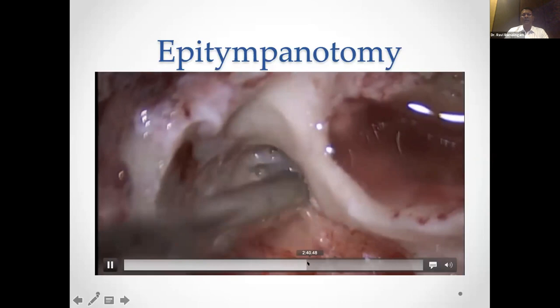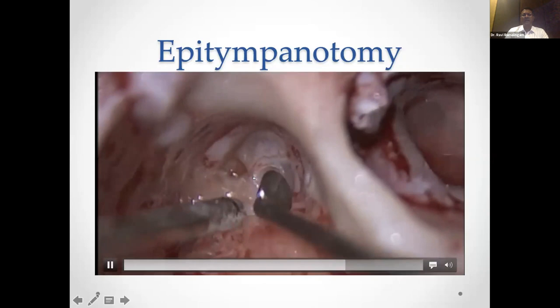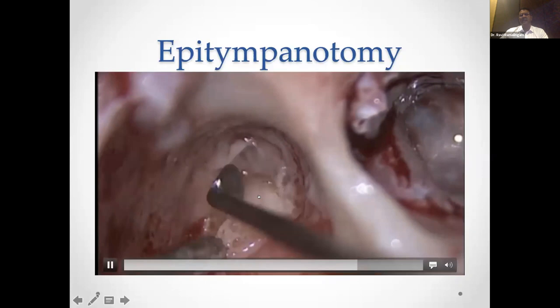Now you're getting close. You see the lateral canal in the depth and you see mucosa. And a little forward, you will see the cholesteatoma sac. That is the sac, a little tear on the sac. That's the anterior edge of the lateral canal. And you can actually begin to mobilize the cholesteatoma to some extent from this approach itself.